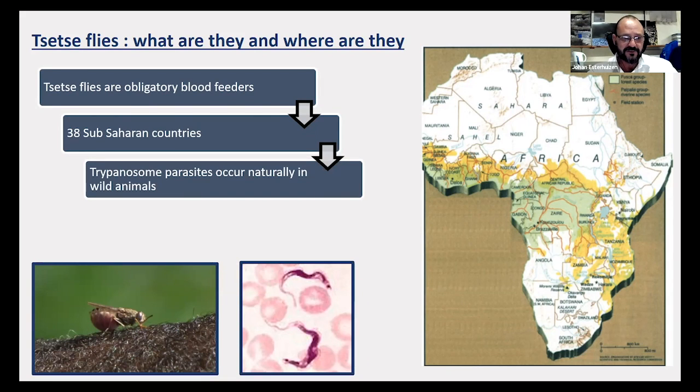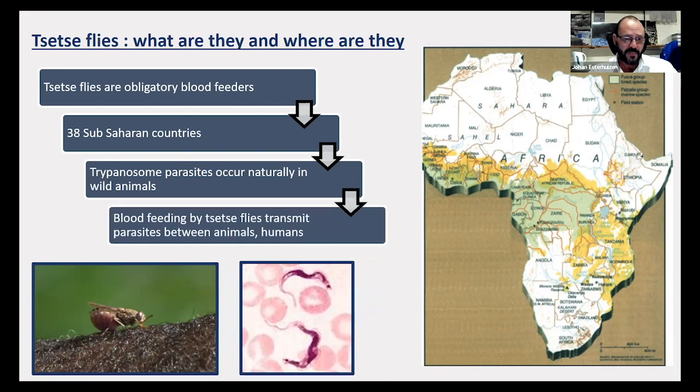Okay, so trypanosome parasites, which are actually the disease-causing organisms, occur naturally in wild animals. So we could almost say that the tsetse fly, in fact, is innocent. It just wants a blood meal, but then it transmits the parasites, which actually cause the diseases. And then blood feeding by an infected tsetse fly transmits the parasites between animals and humans.